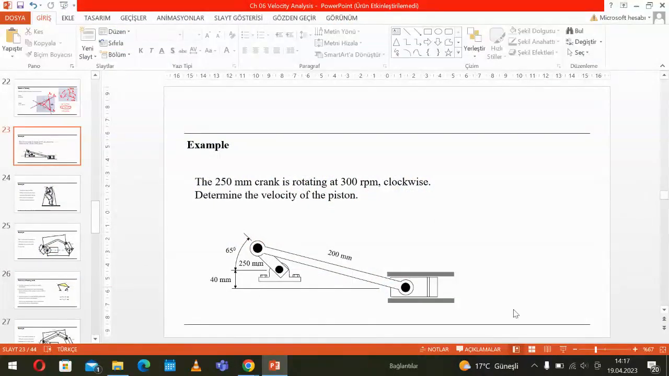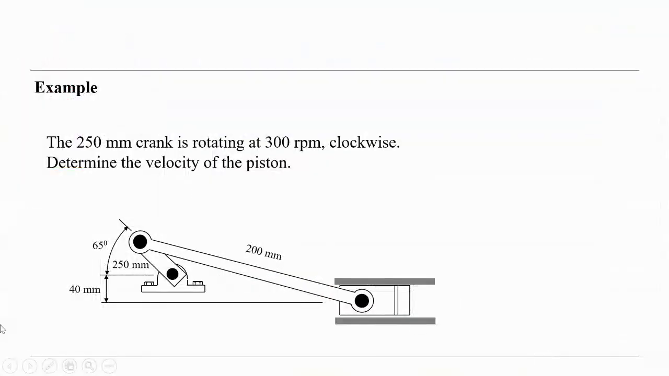So, let's continue then. We have an example here, and given is the offset slider crank mechanism, and also the dimensions, like the crank length of the crankshaft, the length of the offset, the length of the coupler and so on. So the question is, the 250 millimeter crank is rotating.